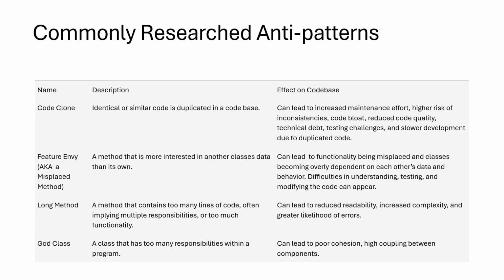Feature envy is an anti-pattern where a method is more interested in the functionality of another class than its own class. They're also called misplaced methods because if you have a function that calls multiple functions of another class, it should probably be in that other class. Long method and God class are similar, just at different levels of abstraction. Where long method is a method with too many responsibilities, God class is a class with too many responsibilities. All of these anti-patterns lead to increased maintenance efforts through inconsistencies, testing challenges, decreased readability, poor cohesion, high coupling, and other factors.